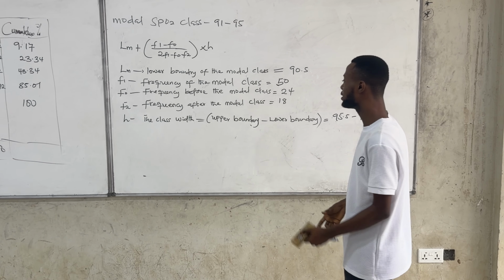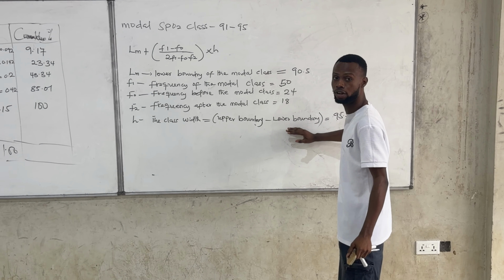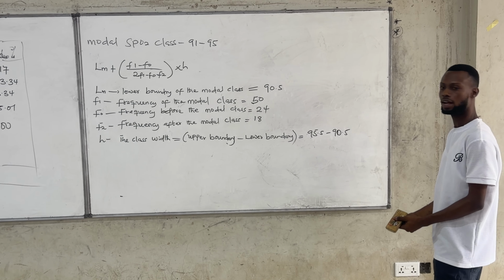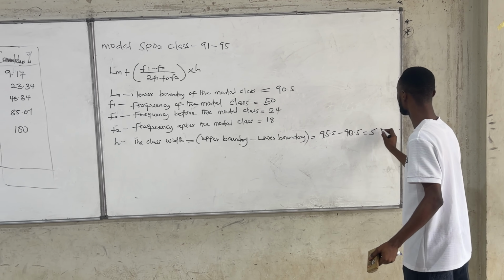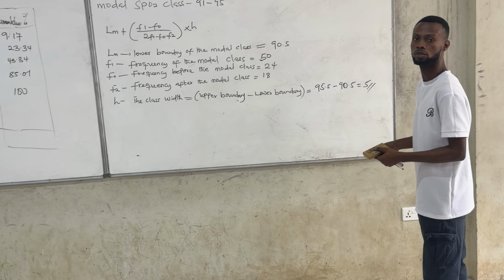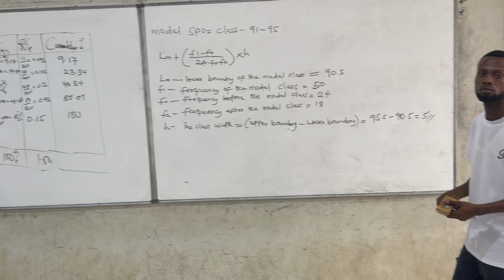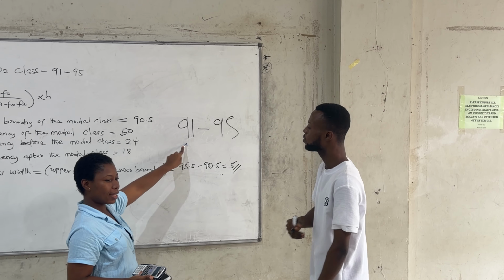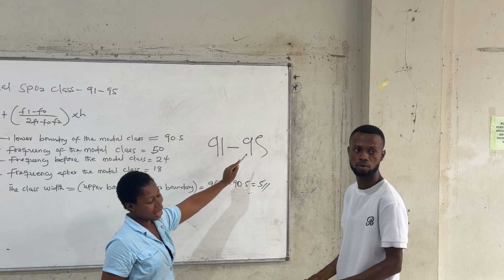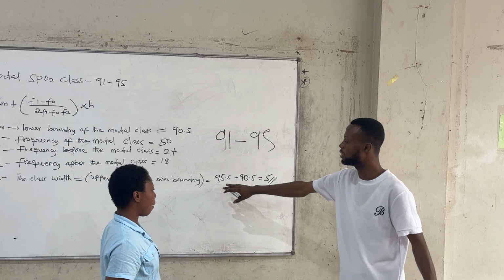Then the H is the class width. You are supposed to subtract the lower boundary from the upper boundary. But how did you get 90.5 to 95.5? To get the lower boundary, you deduct 0.5 from 91, which gives 90.5. And to get the upper boundary, you add 0.5 to 95, which gives 95.5.